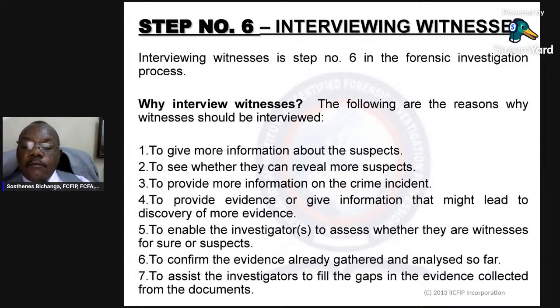Number 6, to confirm the evidence already gathered and analyzed so far. The witnesses will come in handy to confirm the evidence that has been gathered and analyzed to date. Number 7, to assist the investigators to fill the gaps in the evidence collected from documents. This is what I've already said, that the interviewing process will assist us to complete the story about the incident.